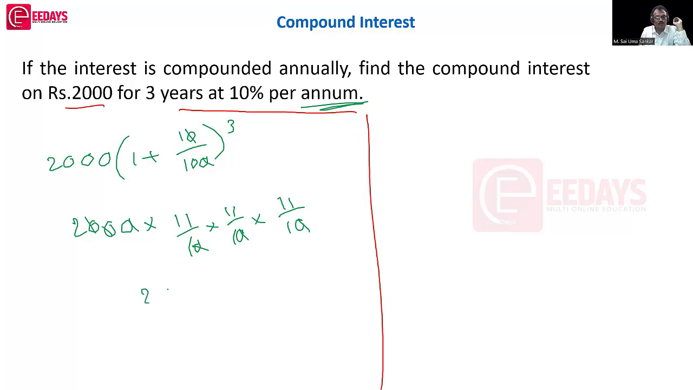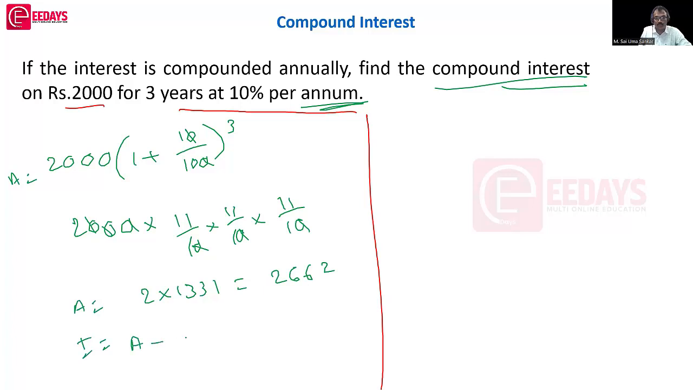So this is equal to 2 into 1331. So that is equal to 2662, right? Now, but what we require is compound interest. We require compound interest, not total amount. Here, this is equal to total amount, right? So if you want the interest, then what happened? Total amount minus principal or not. 2662 minus 2,000. So that is equal to 662, which is the required answer. That's it.